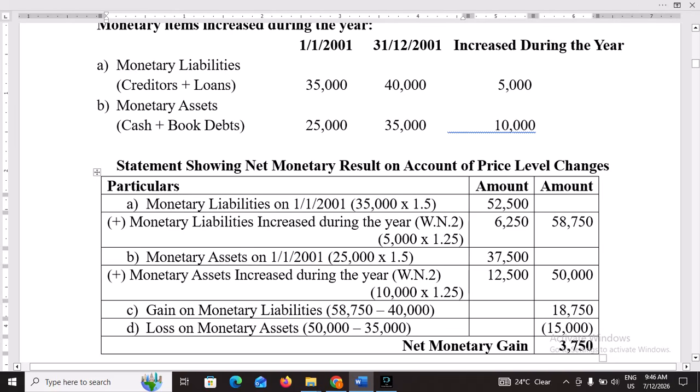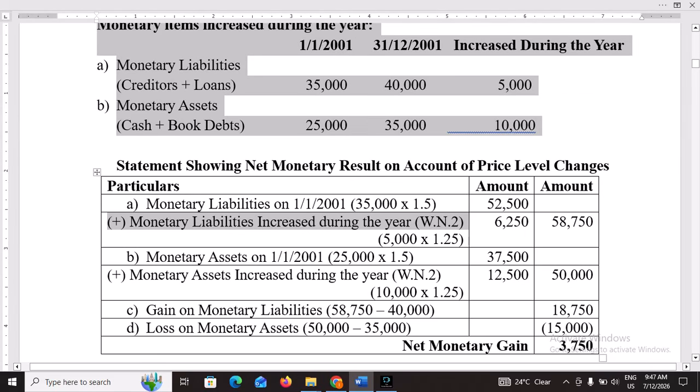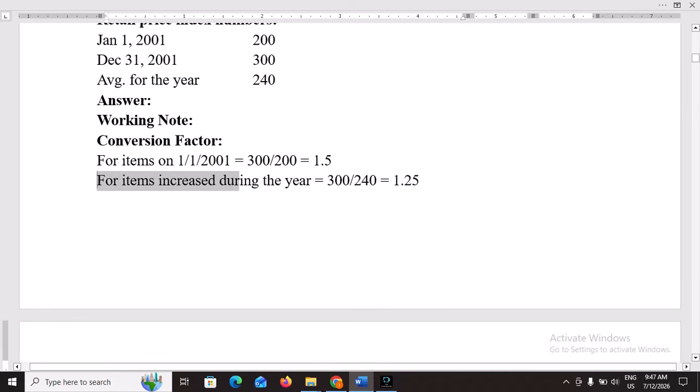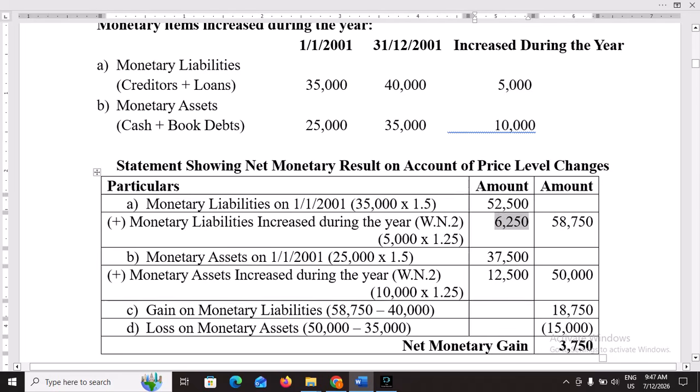Plus monetary liabilities increased during the year. Working note number 2 says the increase is 5,000. During the year means average, so the conversion factor is 1.25. 5,000 into 1.25 is 6,250. So 52,500 plus 6,250 is 58,750. Correct? Any doubt?